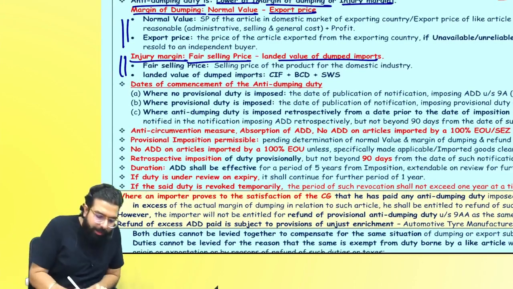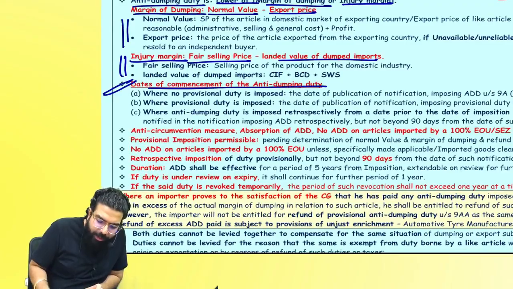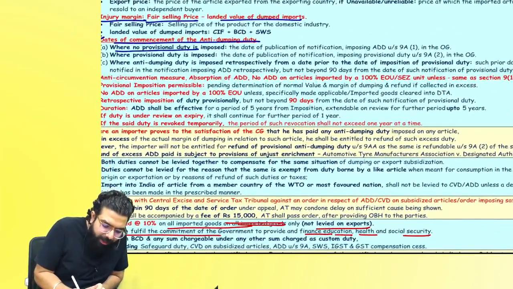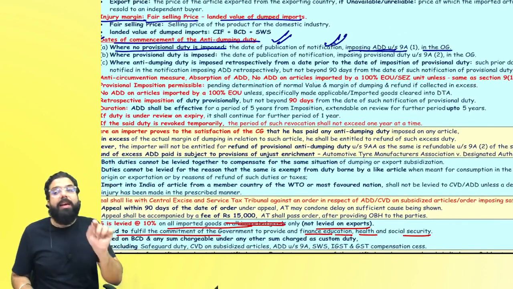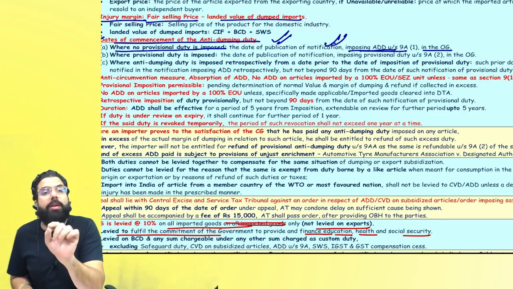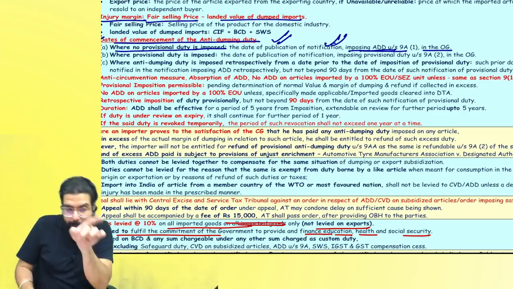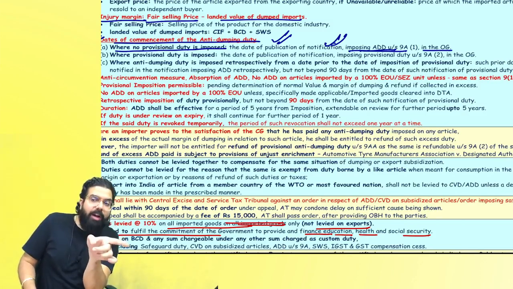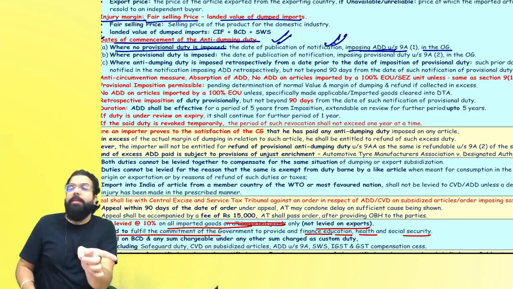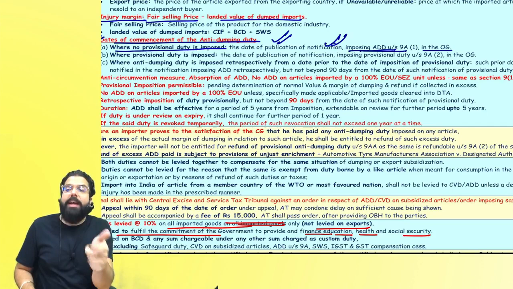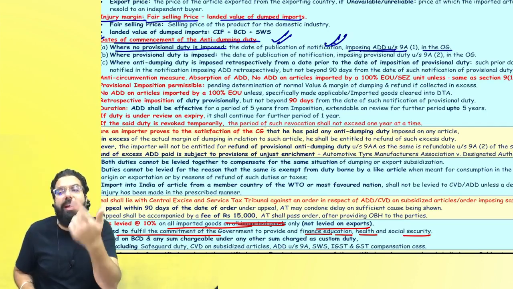Right, everyone? Sir, when is the date of commencement of anti-dumping duty? Always remember that when there is no provisional duty imposed, the date of publication of the notification imposing anti-dumping duty in the official gazette, the day it is told that anti-dumping duty will be charged and it is published, that date of publication of the notification is deemed as the date when anti-dumping duty will be effective.